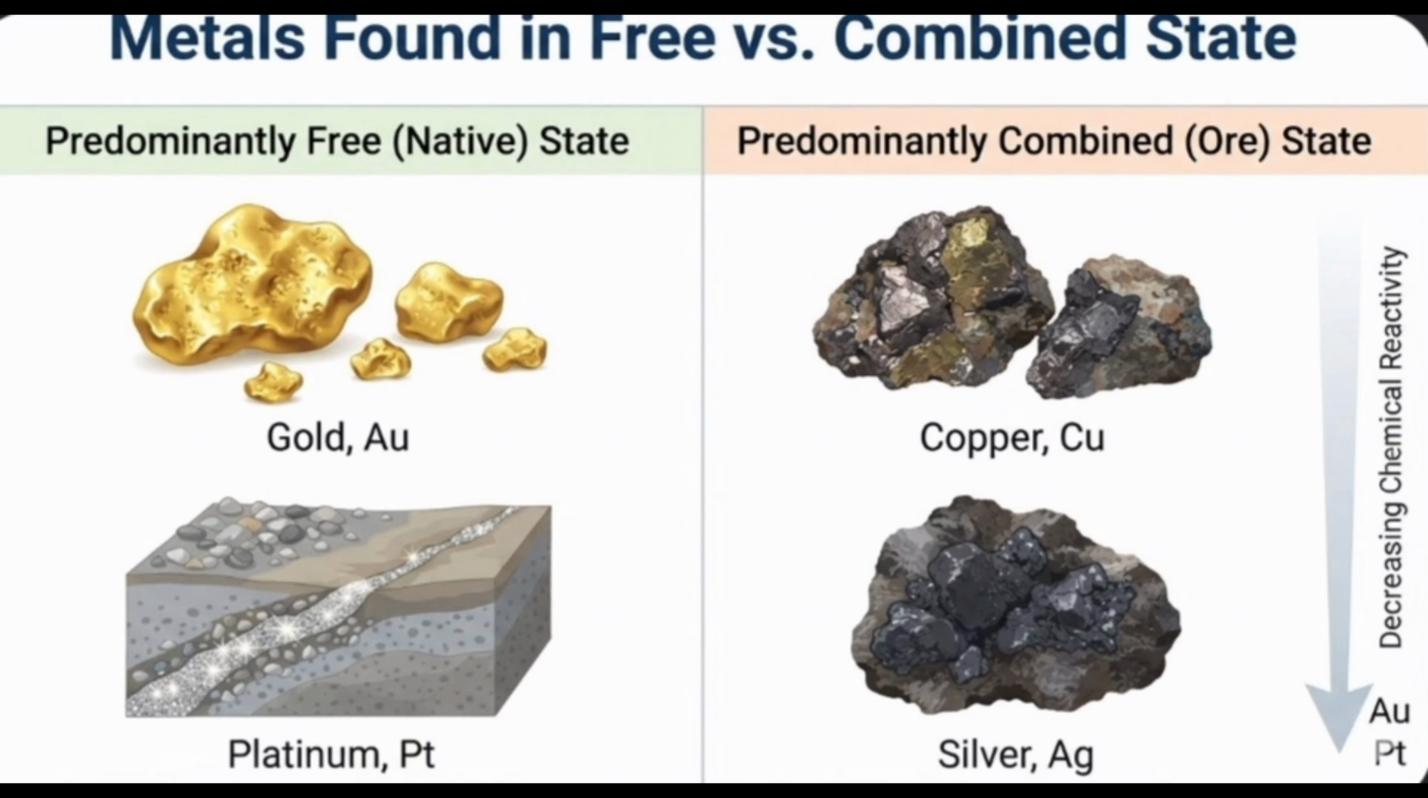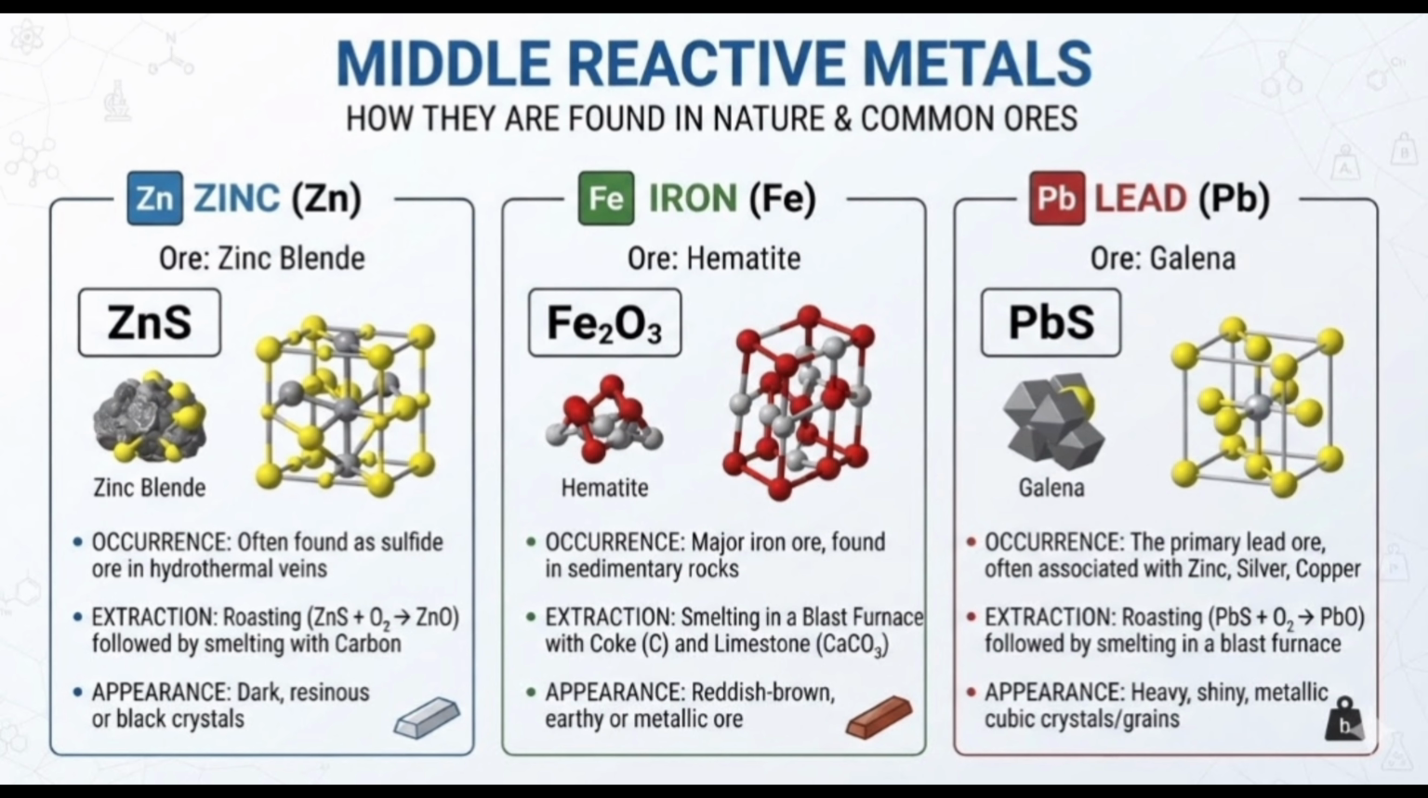So here we can see there are some metals that are found in the free state, like gold and platinum, and there are some metals that are found in ore form, like copper and silver. Obviously, they are at the lowest reactivity. So gold is found in the free state. Platinum is also found in this state, while some can be found in ore form, like copper and silver. As we go down the reactivity series, they can be found in the pure state. And when we talk about copper and silver, they can be found in both the combined and the free state. We have seen the reactivity series.